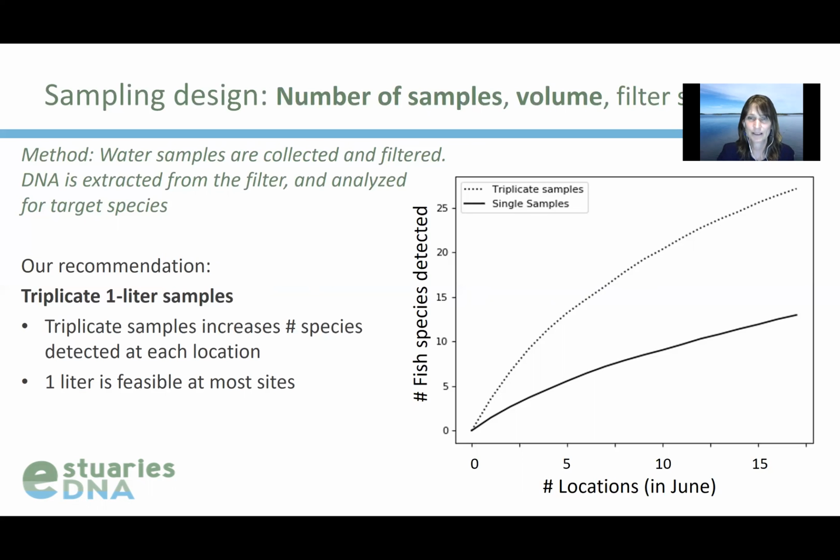There are different recommendations in the literature. We found that for single samples, this is sample locations in Great Bay, New Hampshire, and the number of fish species detected, for one sampling run in June, as the number of locations sampled goes up, the number of species goes up. If you take triplicate samples, 3 1-liter samples at each location, you get significantly more species at each site. When you're out there in a boat, going to a new location is a ton of work. Just grabbing another 2 liters of sample is not as much work. You still have to filter them and analyze them, but it's not as much work. So for the bang for the buck, we felt that triplicate samples was a reasonable compromise.